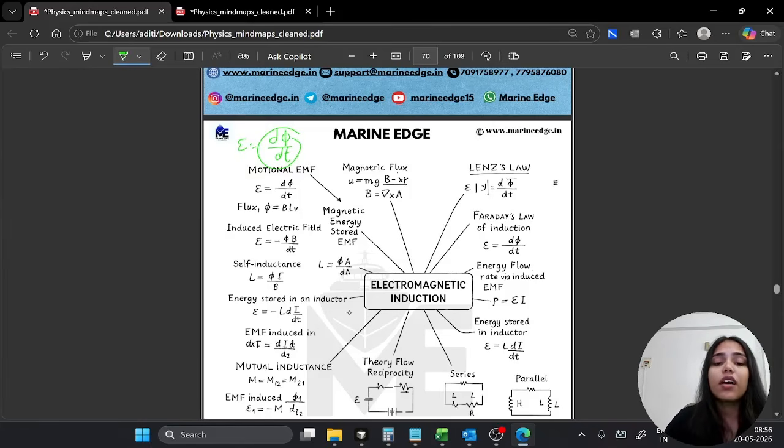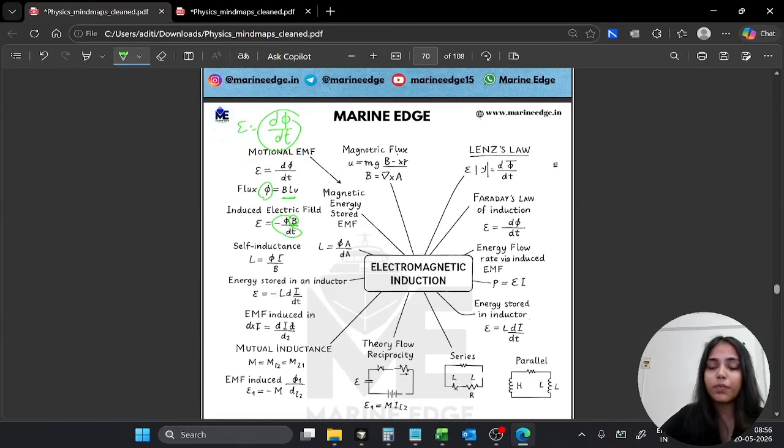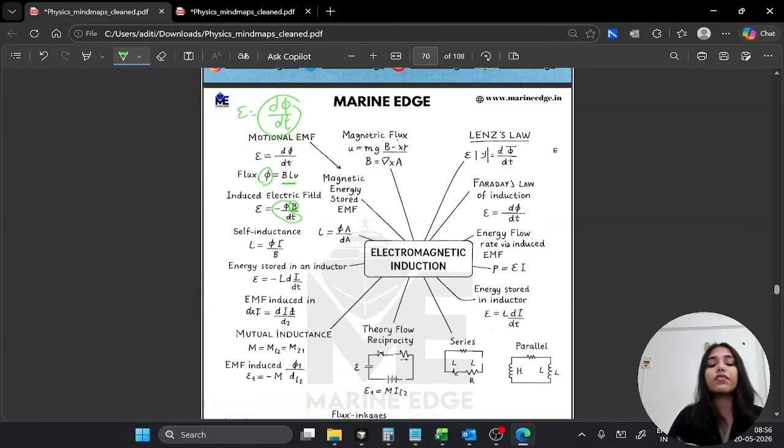Now, next, the induced EMF is equal to B L V, where B is the magnetic field. Now, self-inductance is when the change in flux of an object induces EMF in itself. That is called self-inductance. The EMF induced in an inductor is equal to minus L di by dt, and L is the inductance. EMF induced is d phi by dt.